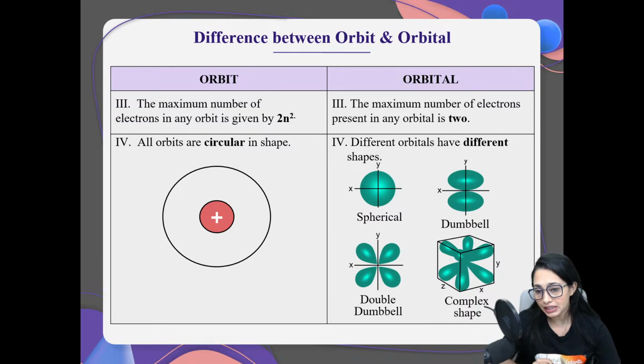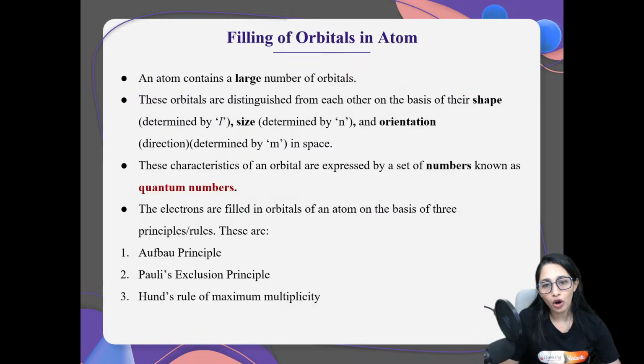And different orbitals have different shapes. For example, S has a spherical shape, P a dumbbell shape, D a double dumbbell shape, and F a complex shape. So an atom contains a large number of orbitals, and these orbitals are distinguished from one another on the basis of their shape, size, and orientation in space. Shape is determined by L, size is determined by N, and the orientation is determined by M.